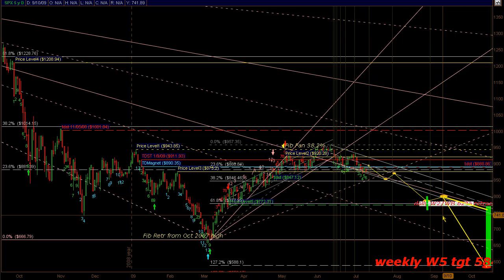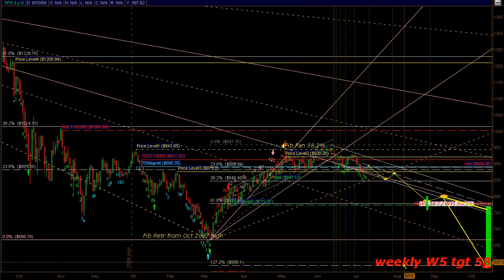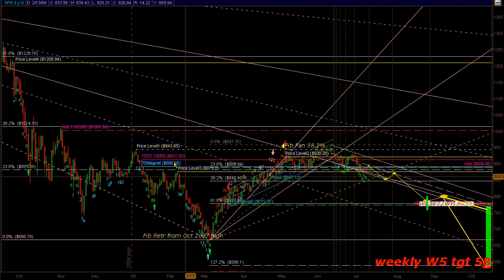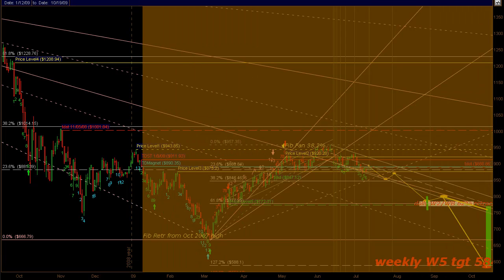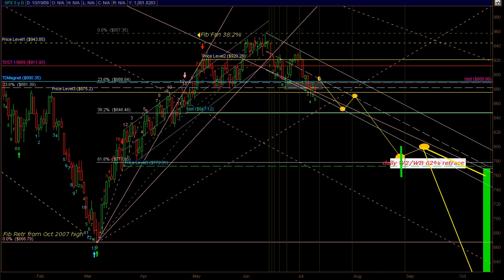I will zoom this chart a little bit. This level is not important for this discussion, I guess. Alright, so what do we see here? We see here that 912 TDST resistance, we're under it. We're under yet another TDST resistance right now.